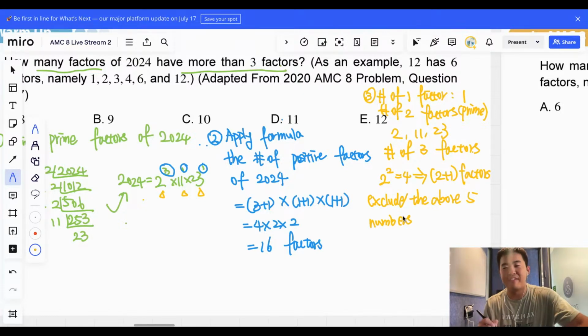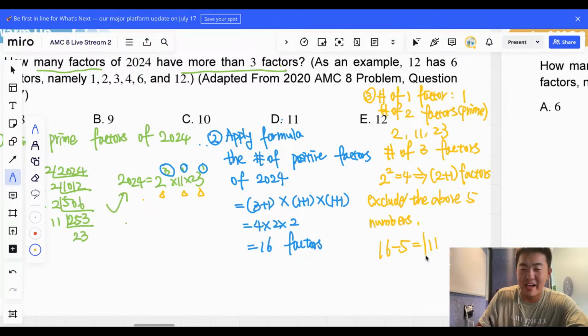Exclude the above 5 numbers from what? From our 16 factors. So that will give you 16 minus 5, which is how many? 11, okay? I will put a little box to denote that's our final answer. So which option are we choosing? Option D. Okay, very good.